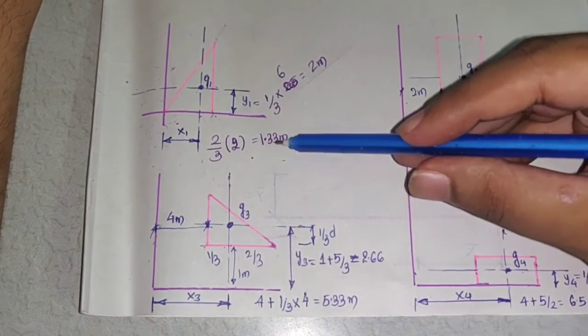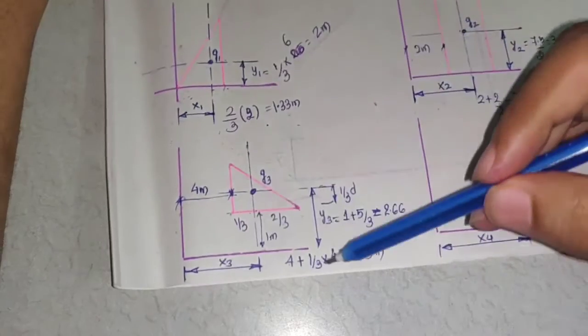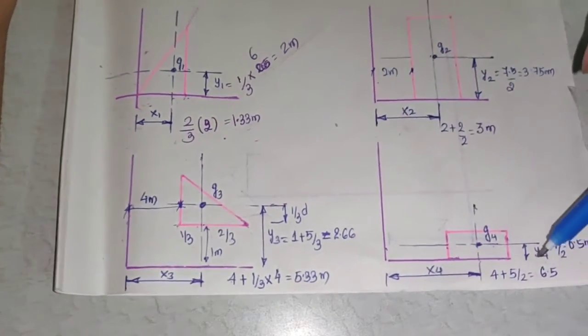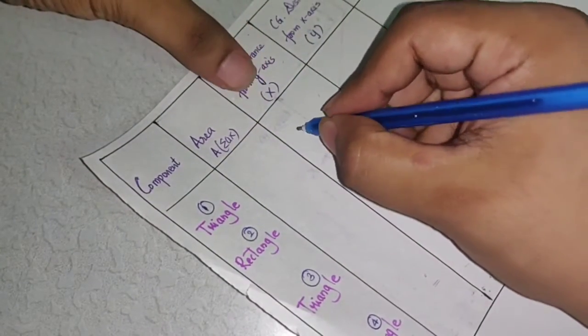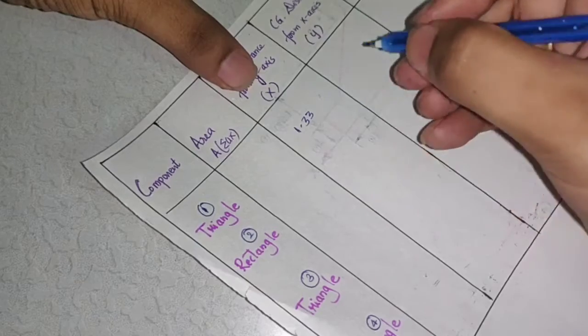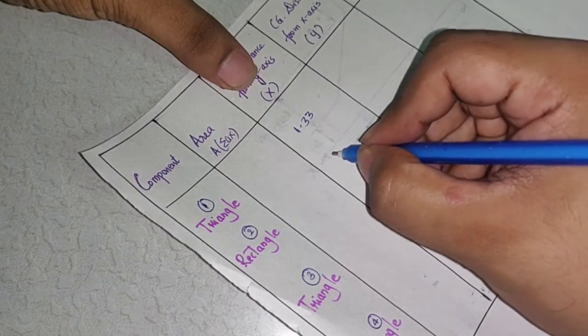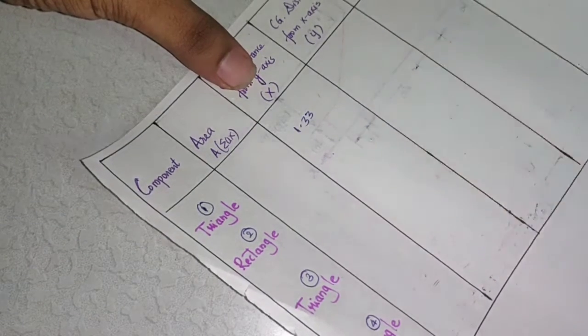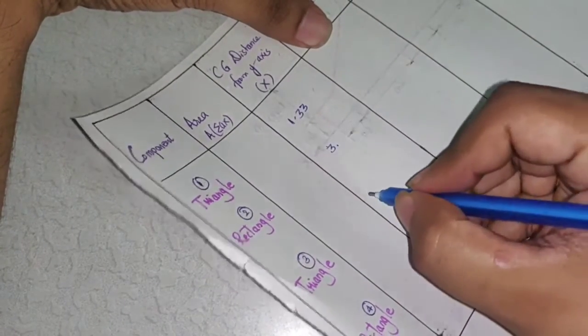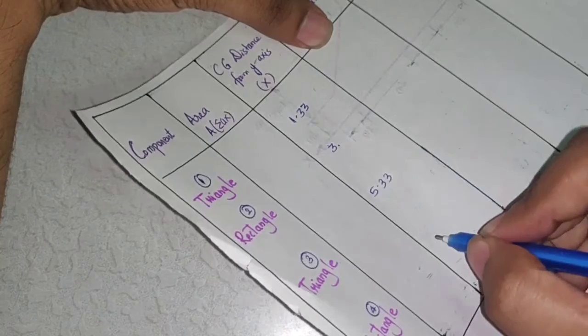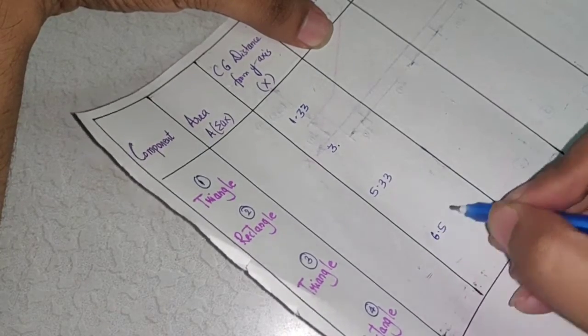So what is x1 distance? 1.33, x2 is 3 meters, x3 is 5.33, x4 is 6.5. So I will write those values here. This is 1.33, the second rectangle is 3 meters, this triangle is 5.33 and this is 6.5.